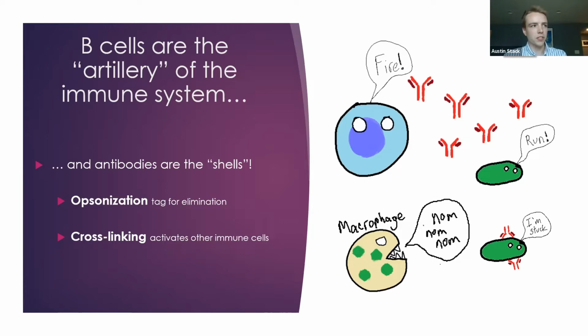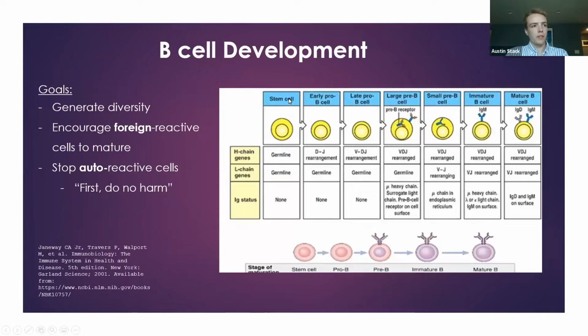So that's an introduction of B cells and what they are and what they do, what their function is. So how does a B cell become a B cell? We begin with this chart on the right. This is from a textbook called Janeway's Immunobiology. It's basically the holy Bible of immunology. You could really teach yourself immunology just from this book.